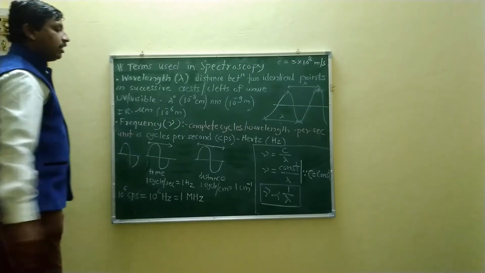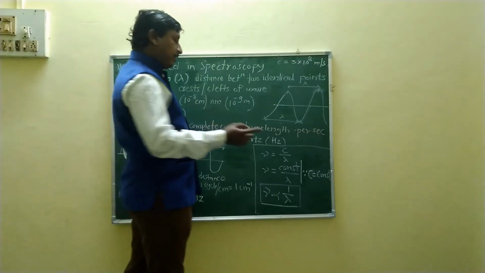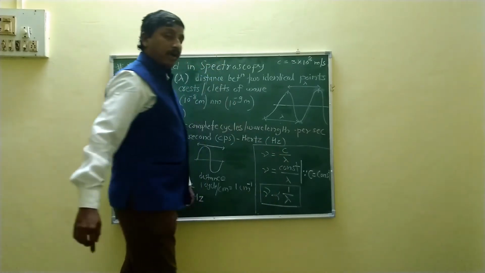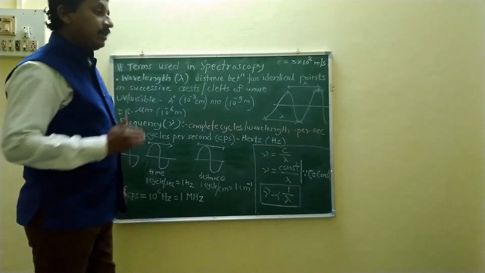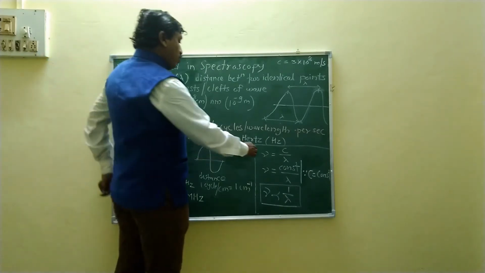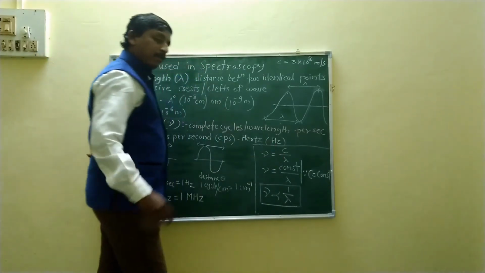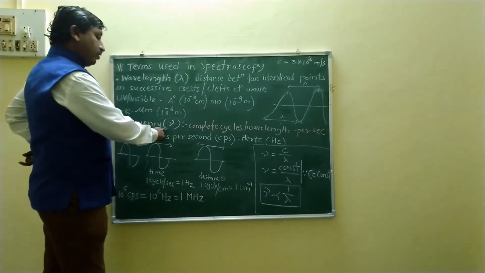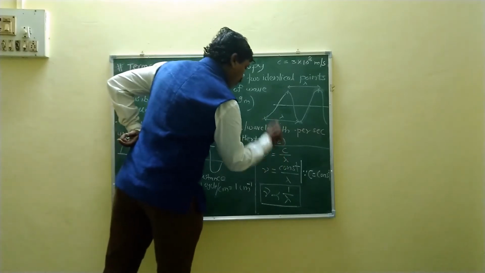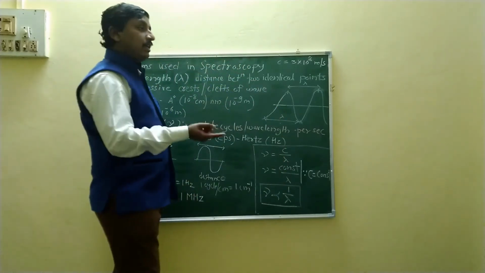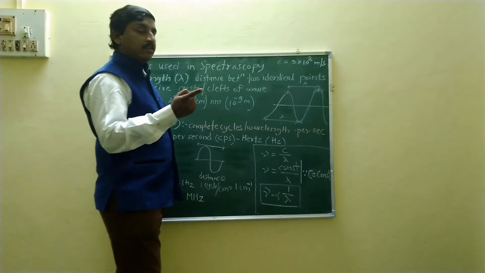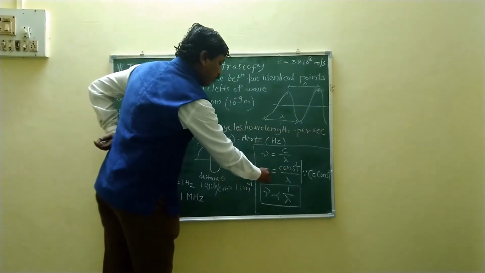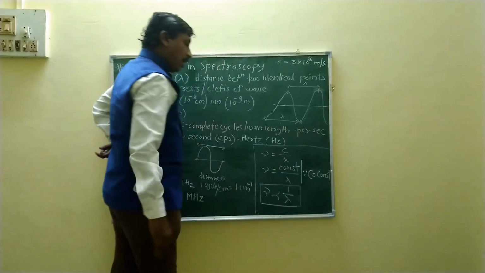This frequency is interrelated to the velocity of light and the wavelength of radiation. Mathematically, it can be expressed as nu equals c upon lambda. Frequency is denoted by the letter nu. Nu is equal to c upon lambda, where c is the constant velocity of light, 3 into 10 raised to 8 meter per second. It is constant, so nu equals constant upon lambda.